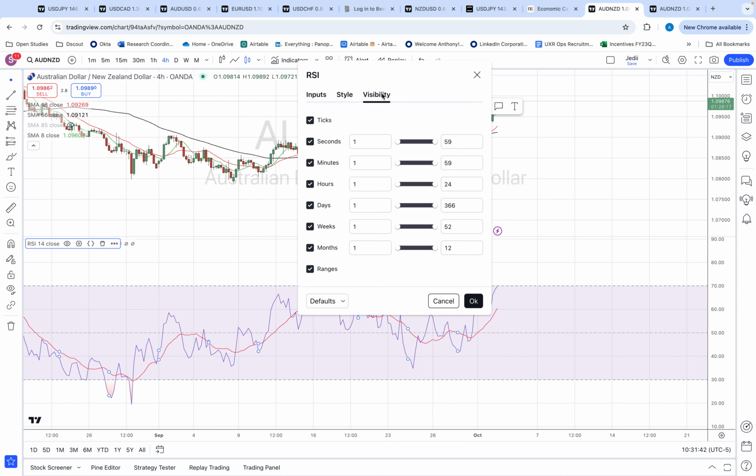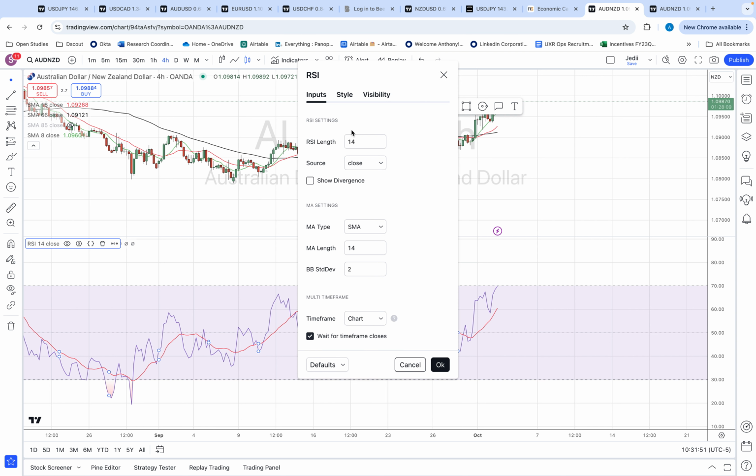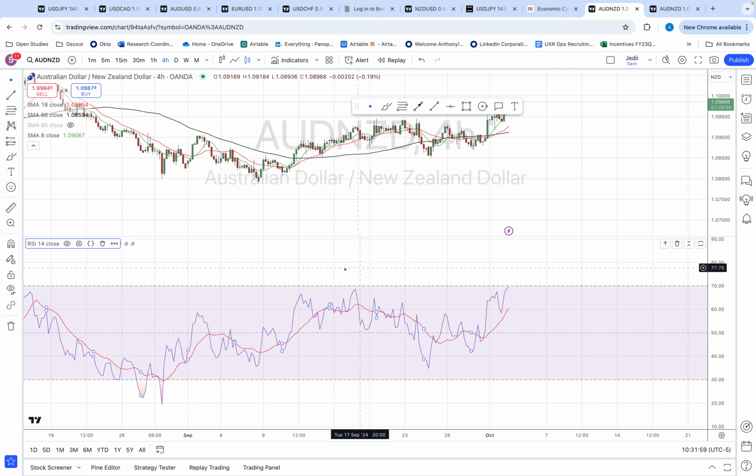And I think, make sure visibility is just time frame, but it can be on all time frames and ranges. So go ahead and click this and then have the inputs right here, 14, close, SMA 14, to chart. Just pause the video if you need to write that down. And then it's going to add to your chart.